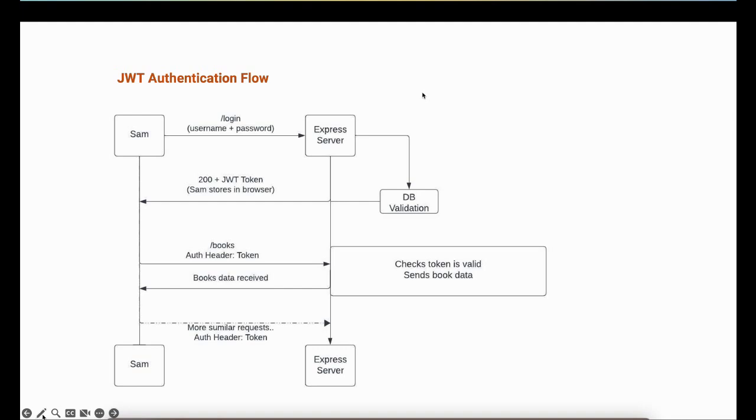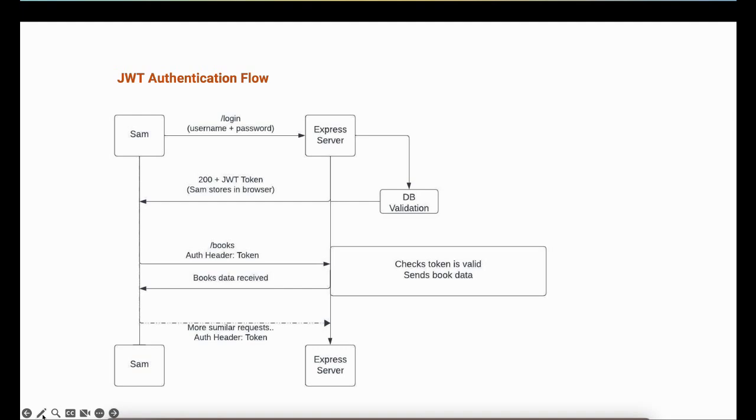So JWT, or JSON Web Token, authentication is a very well known authentication flow while building your applications. A JSON Web Token is a compact and self-contained method for securely transmitting information between parties as a JSON object. And this information can be verified and trusted because it is digitally signed by your private key when you generate the token. So let's understand how this authentication works in our application.